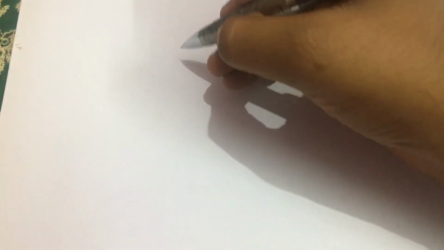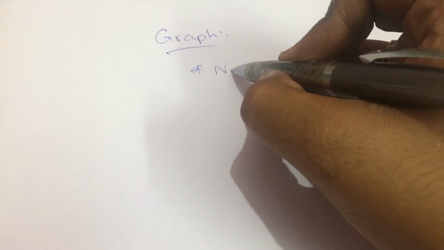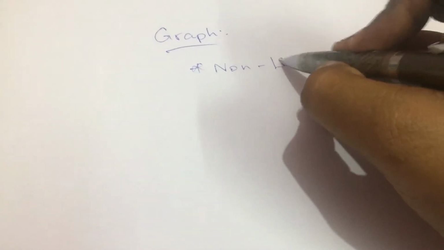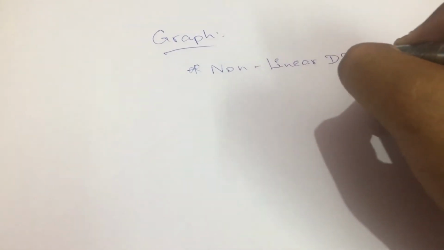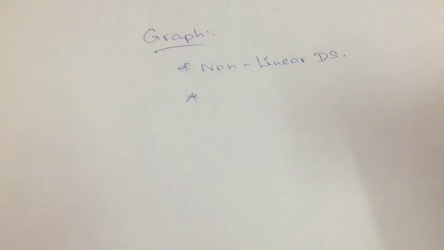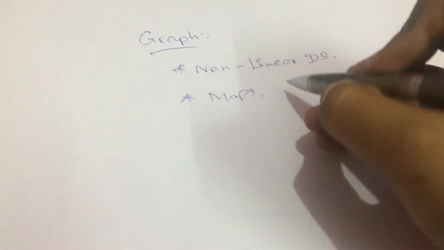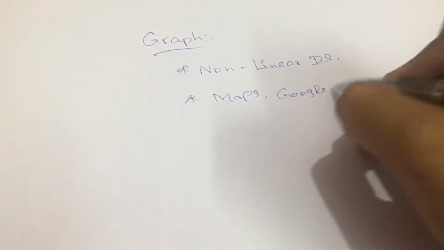So now let's start with the implementation of a graph. I hope you already know what a graph is, right? A graph is a non-linear data structure. So speaking about graphs, the first point to be made is that it is a non-linear data structure, right? And what are the real-time applications of a graph? Graphs are actually used in maps and the Google search engine.